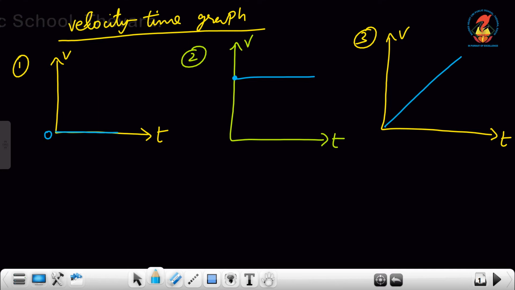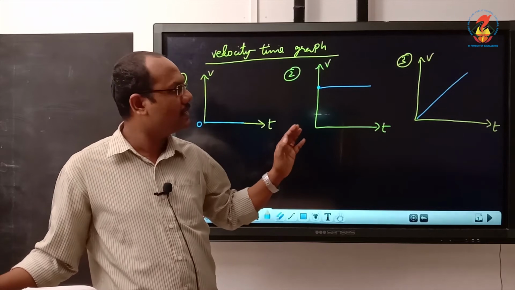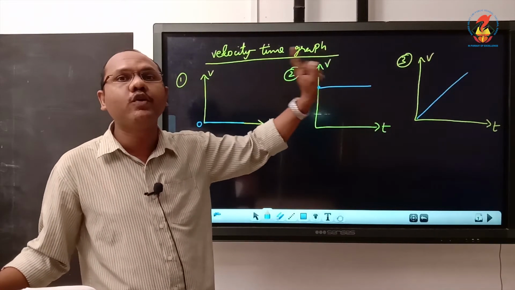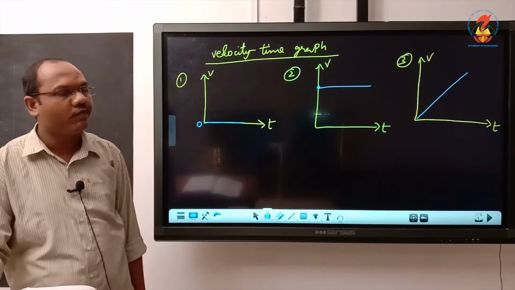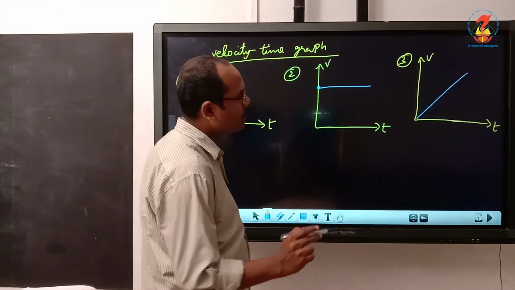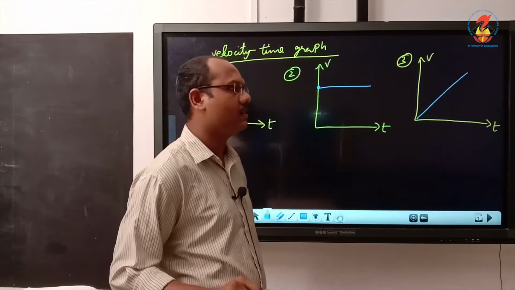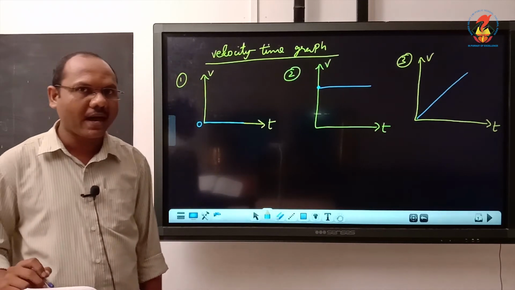What is this? In the third graph, velocity changes uniformly. That means that is the graph for uniform acceleration. So write uniform acceleration. Slope is positive and constant. Write that also.